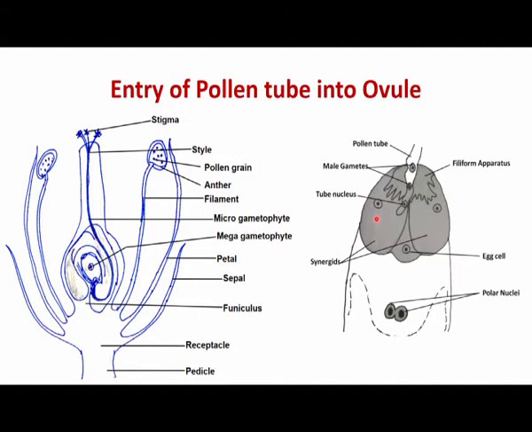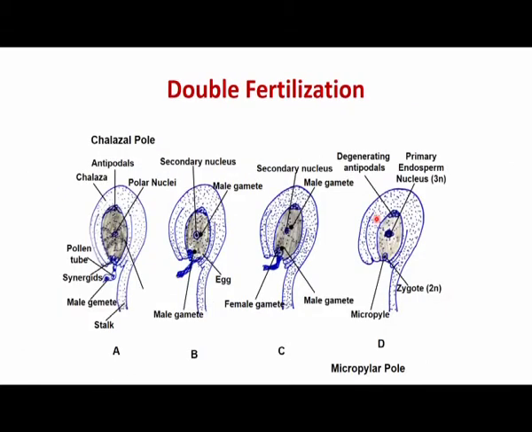After this, it follows the fertilization. Fertilization also has multiple steps, and it is very complicated. Let us see how fertilization takes place in the case of the angiospermic plant. The fertilization is, as I said, a double fertilization, which means the fertilization happens twice, first with the polar nuclei and the second time with the egg.